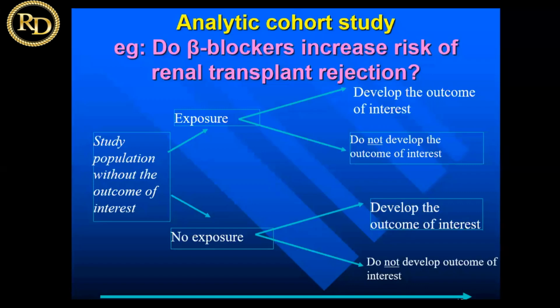See here, study population without the outcome of interest. We have a population which does not have any outcome of interest. Exposure is given, and no exposure. Those exposed, did they develop the disease? And the second group, who were not given beta blockers, did they develop the disease and who did not develop? One group is given beta blockers, the second is not given.